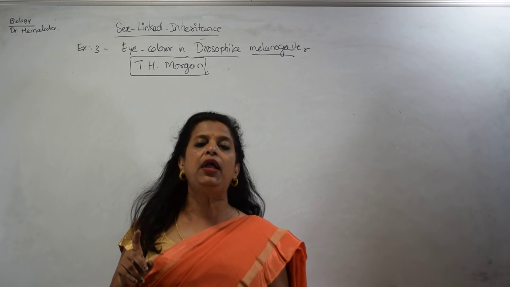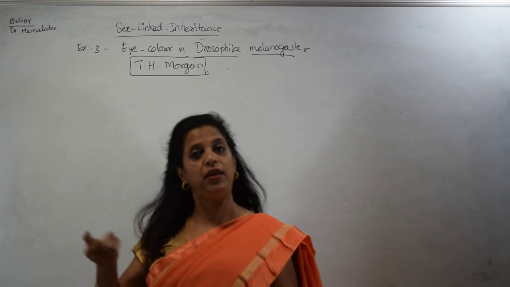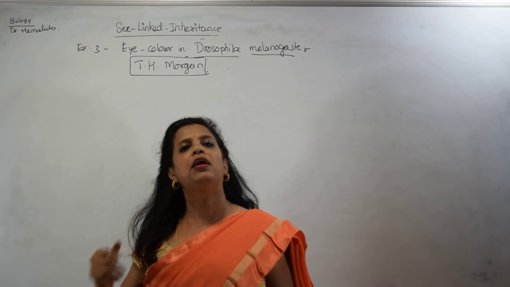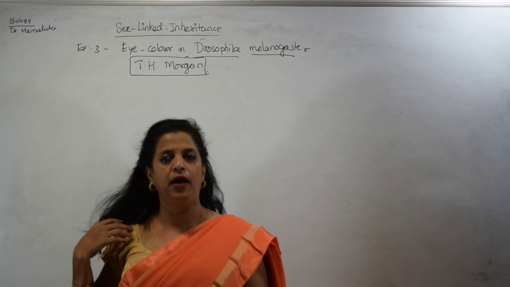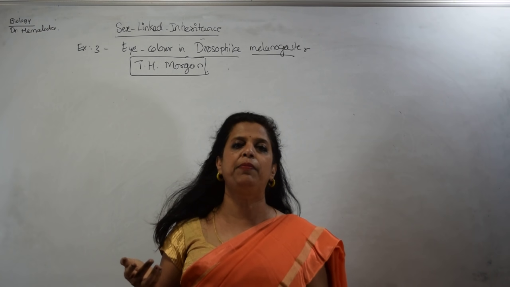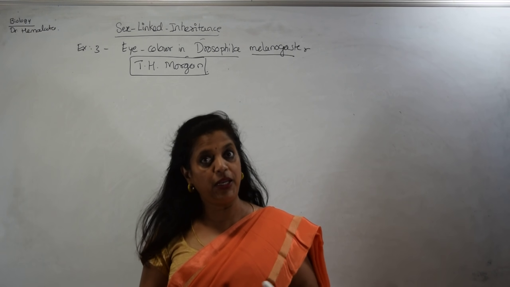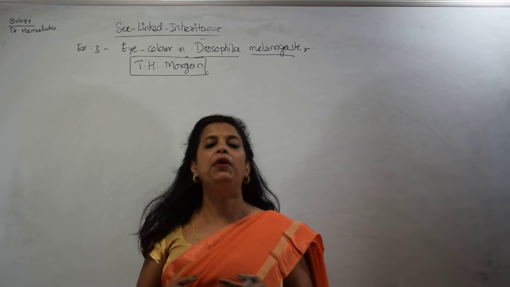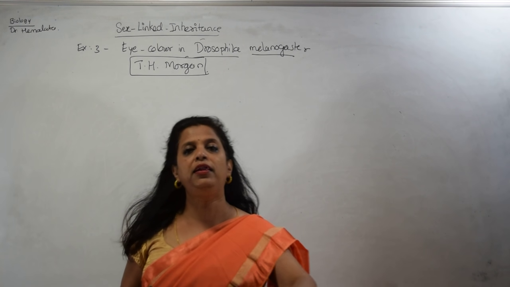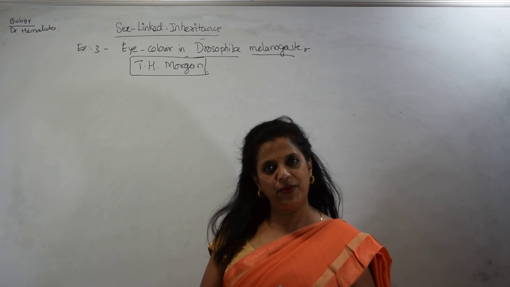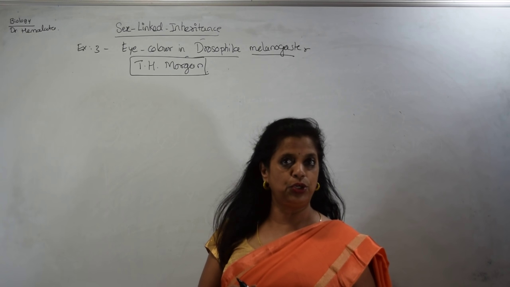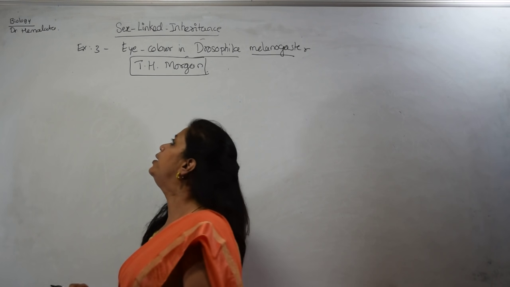Right? Therefore, whenever I talked about sex-linked inheritance with hemophilia, the first example should be in Drosophila. I just gave you the hemophilia example because it will become more familiar to you, and because I am explaining in humans you will understand easily. But otherwise, the first work was done in Drosophila melanogaster only by T.H. Morgan. So what is the character I told you?